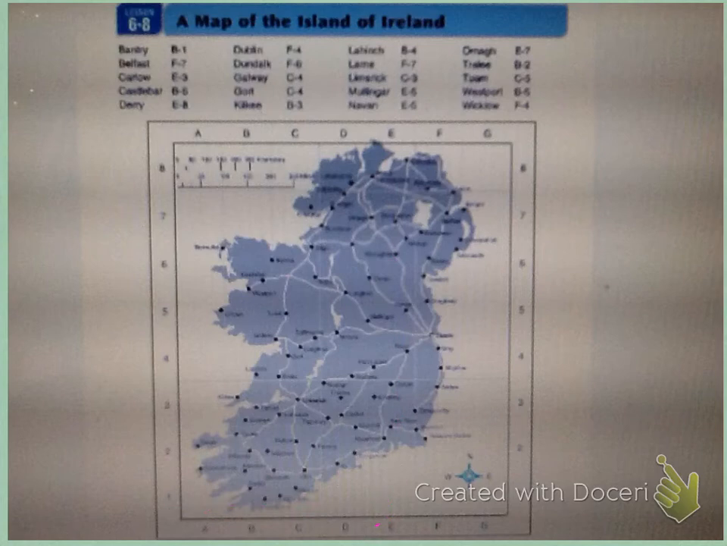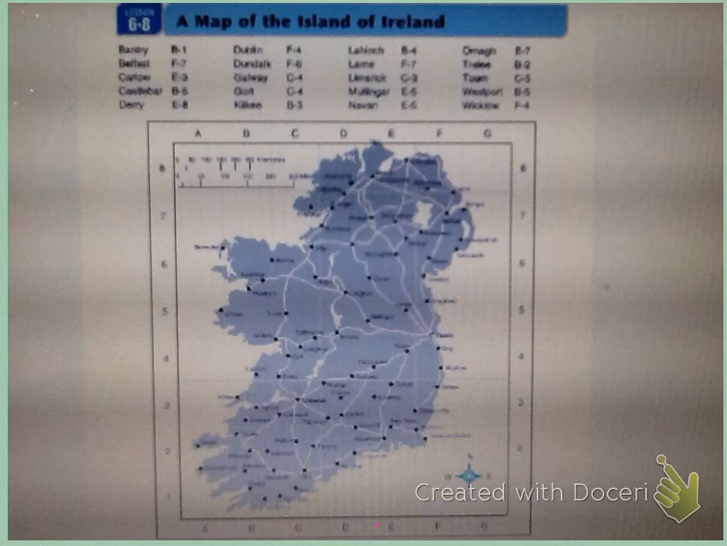And we're going to take a look and try to find one more. Oh, this is an interesting one. Lame. We are going to go over to letter F. So here's F. And we're going to go up to 7. And so Lame should be located right there. It's not quite at 7. It's a little in between there. But that's how we would locate that particular place in Ireland.